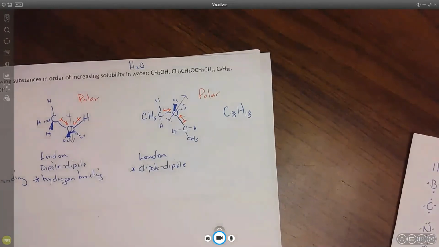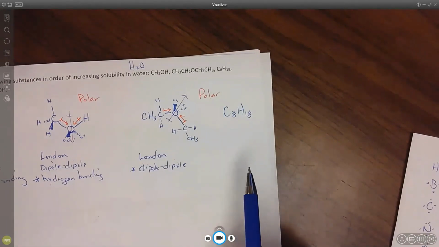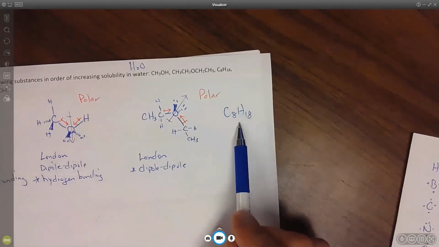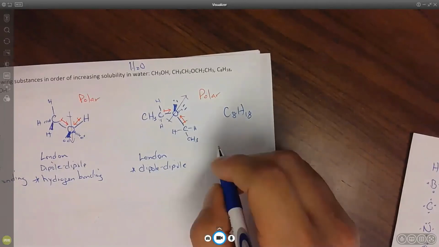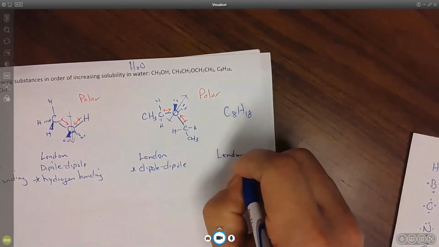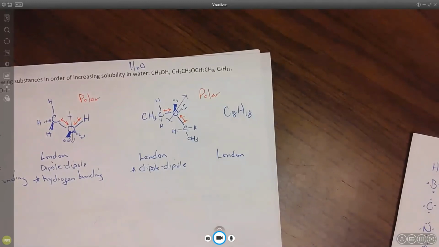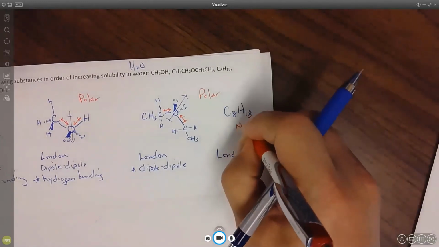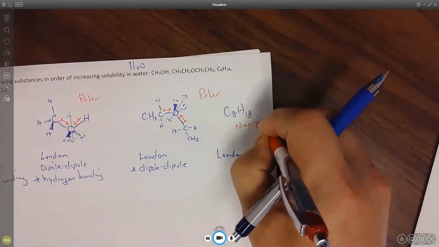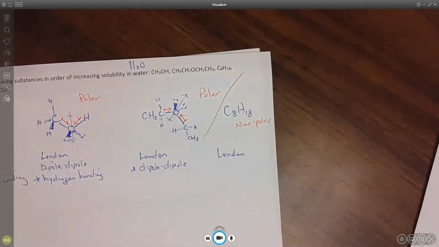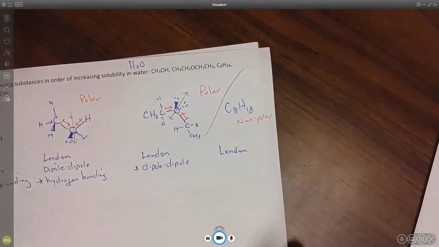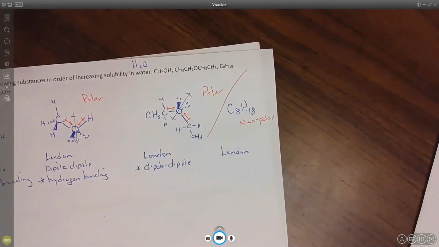Katrin, what are the intermolecular forces going to be on octane? London dispersion forces. Dipole? No, because this molecule, as we've already established, is non-polar. Is it going to have hydrogen bonding? No, again, we have established that. So it only has London forces.